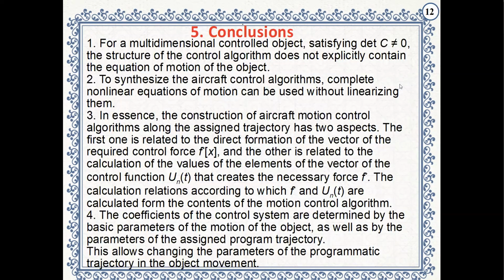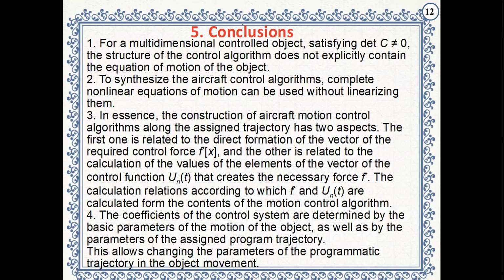In essence, the construction of the aircraft motion control algorithm along the assigned trajectory has two aspects. The first one is related to the direct formation of the vector of the required control force, and the other is related to the calculation of the value of the elements of the vector of the control function that creates the necessary force.